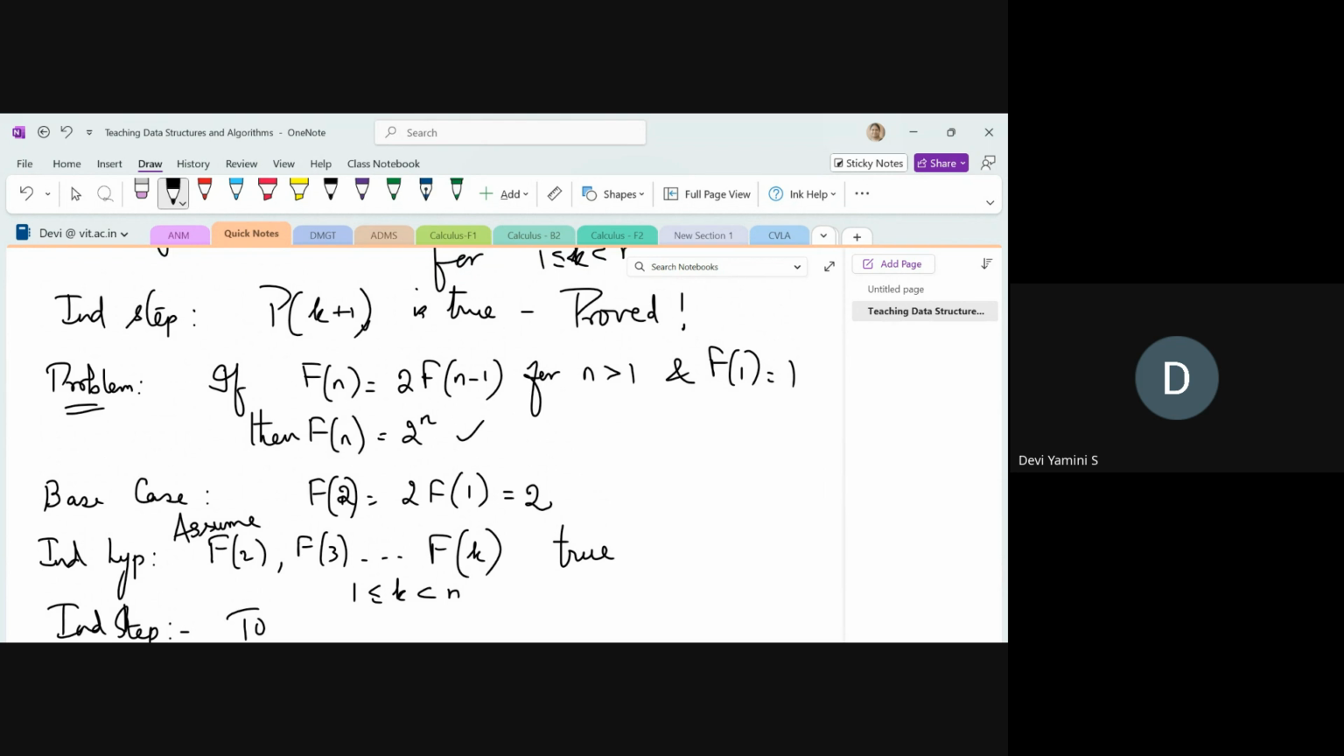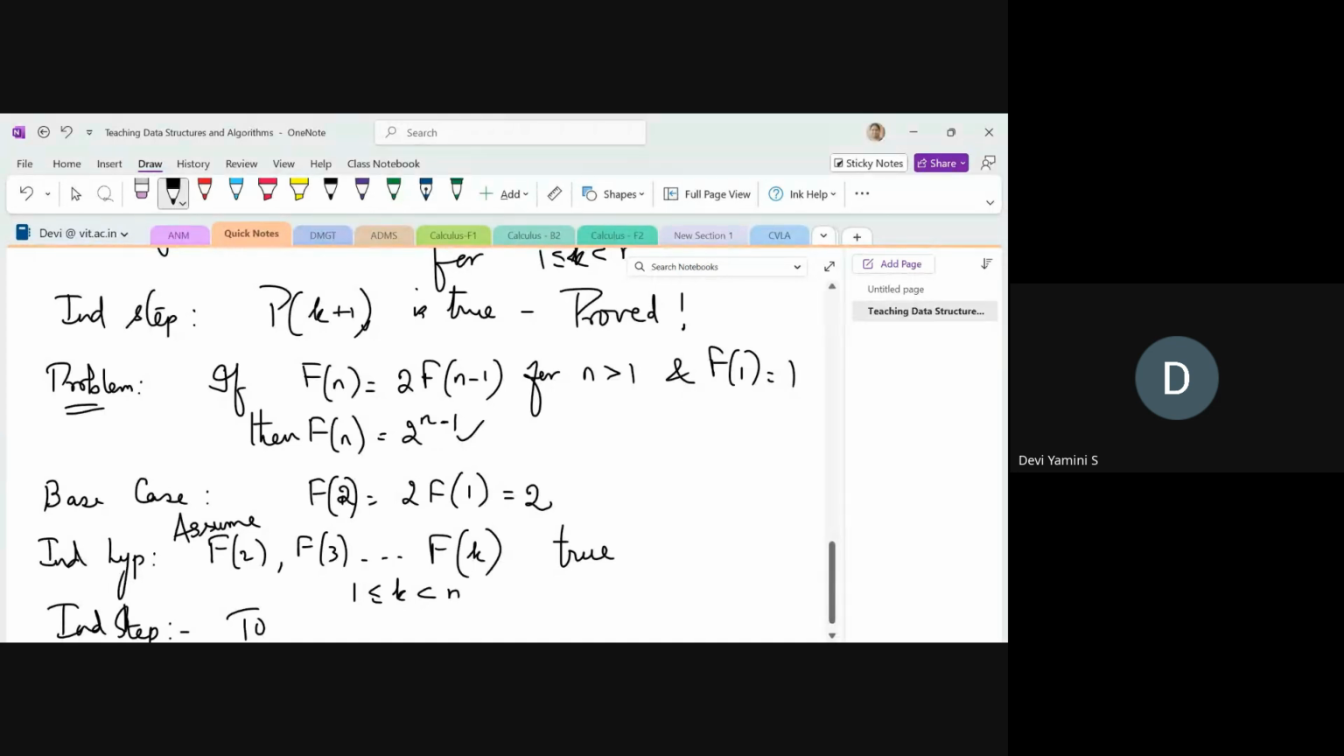I think there is some issue with this 2 power n minus 1, I believe. Yes, I'm sorry. This is 2 power n minus 1. This was written wrongly. Thanks for identifying the issue. It's 2 power n minus 1. So you have f of 2 as 2, hence the statement holds.